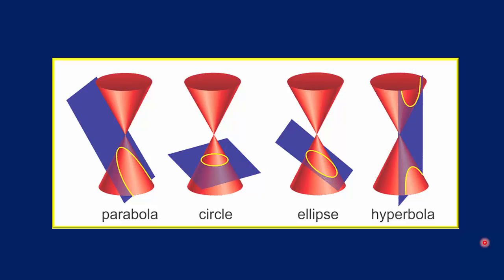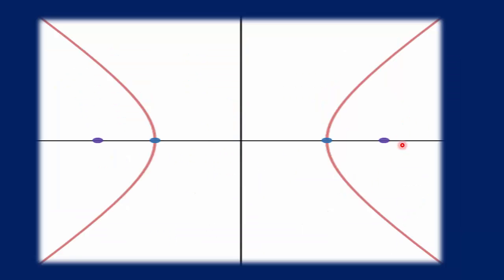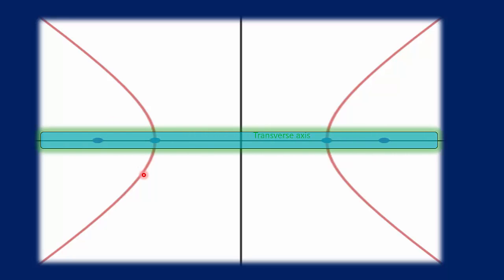Okay, let's briefly explore the hyperbola. Now, the hyperbola is one of the conic sections, as you can see here. You can see how it's formed there with a plane cutting down through these cones. And here's a picture of a hyperbola. Now, this particular hyperbola has what we call a horizontal transverse axis.